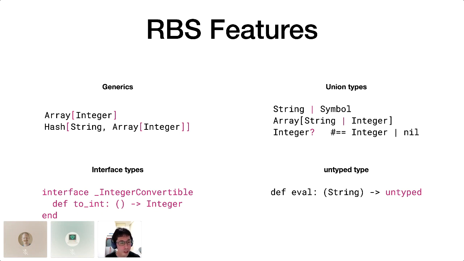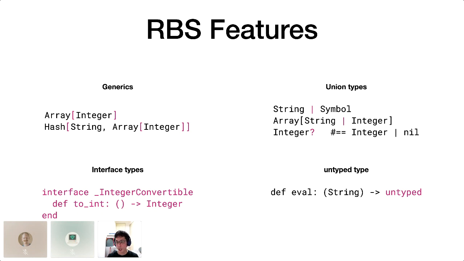You might find that interface types start with an underscore. This is intentional. Interface types don't appear in the Ruby programs. There is no class or module associated with the interface type. So it means that there can be some name collisions between the RBS world and the Ruby world. To avoid that conflict, we need to put an underscore before the name of the interface.